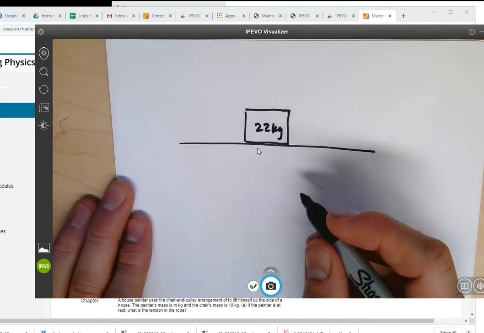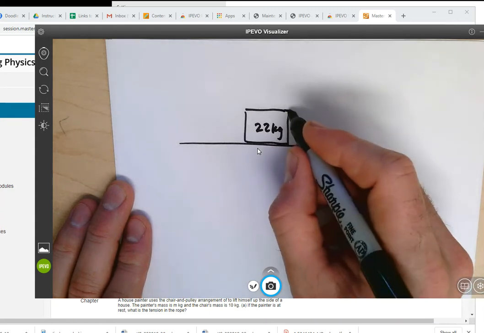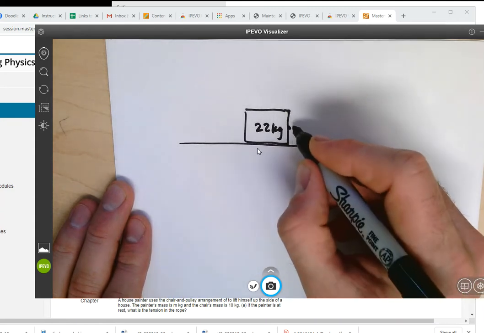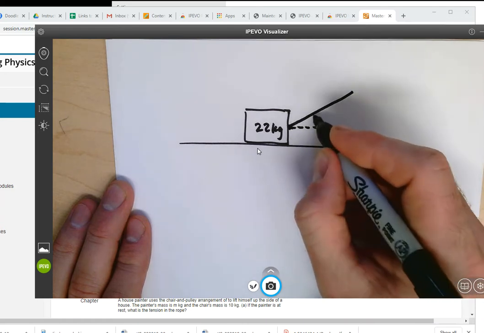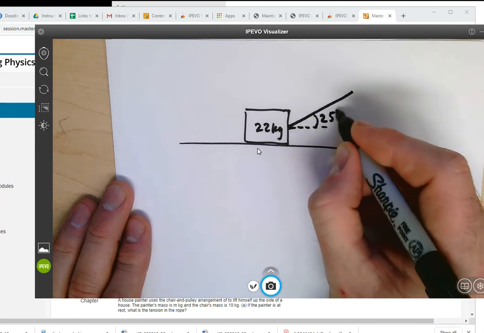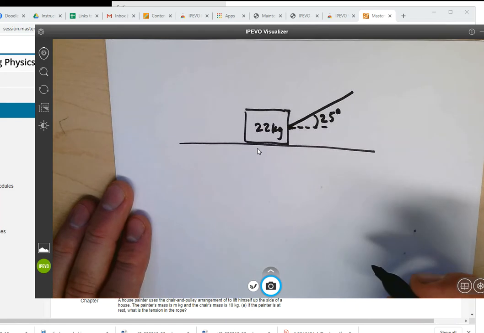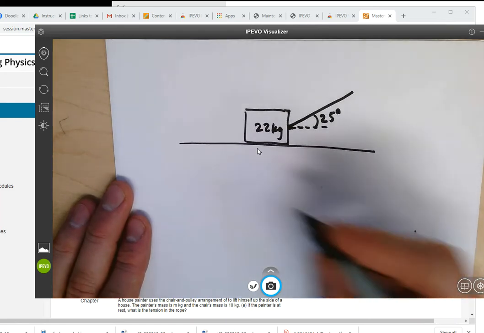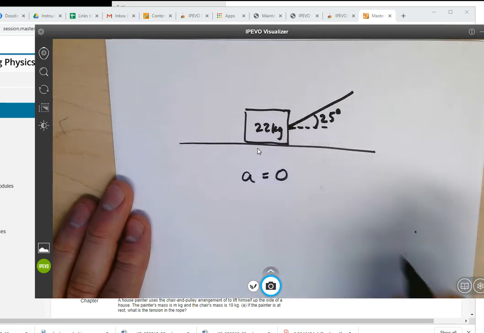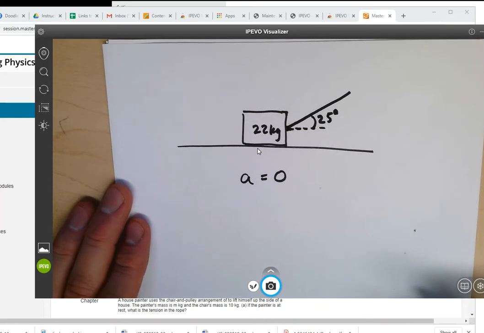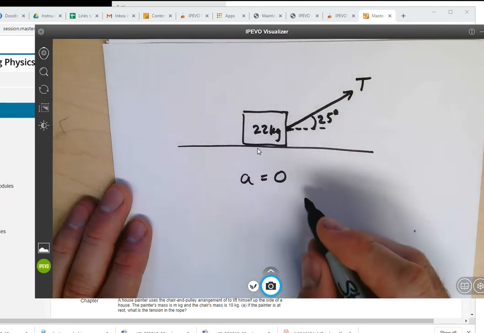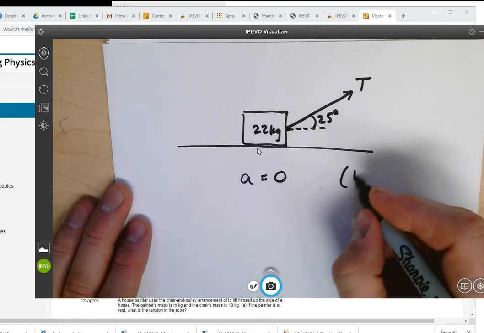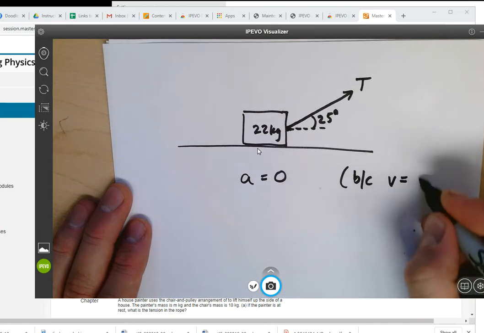It's being pulled at a constant speed with a rope at an angle, and I could draw it as something like this. It's being pulled up at a 25 degree angle with respect to the wooden floor. What's the tension in the rope? So we know that the acceleration is equal to 0. That's sort of secret information given by the fact that it's moving at a constant speed, because v equals a constant.